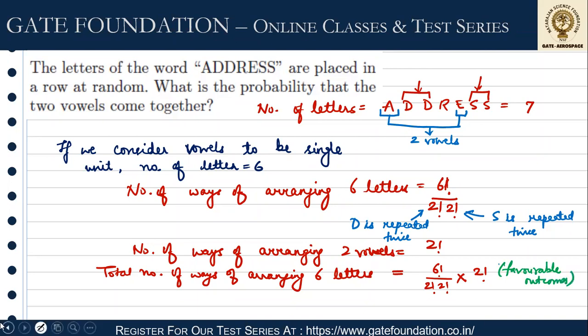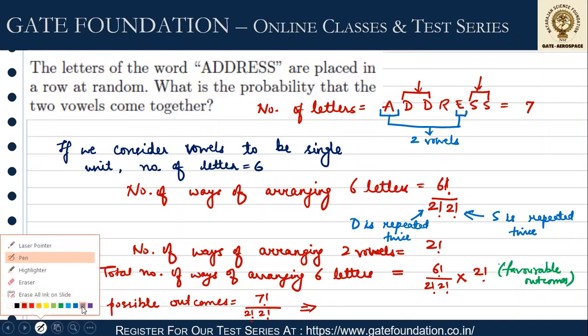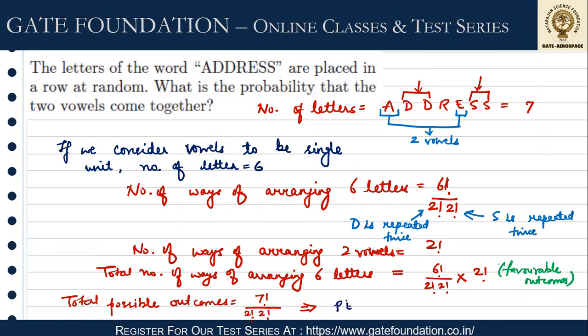Now total number of outcomes, total possible outcomes. It becomes, अब हमारे पास 7 letters हैं, so we'll have 7 factorial divided by दो आपस में repeat हो रहे हैं, so 2 factorial divided by 2 factorial दो बार हो जाएगा. Right, so this will be like this, and now from here you can calculate the probability of the event. So 6 factorial into 2 factorial divided by 2 factorial.